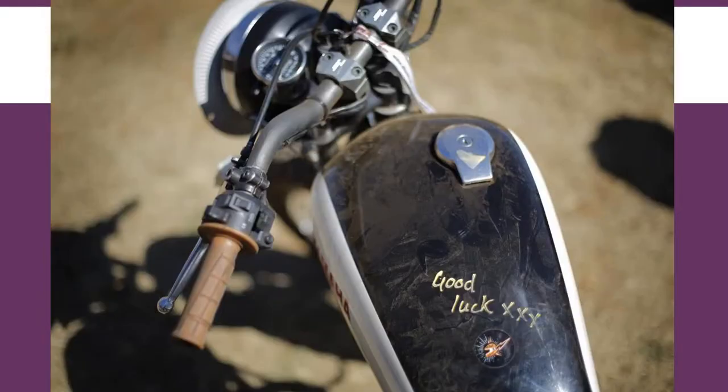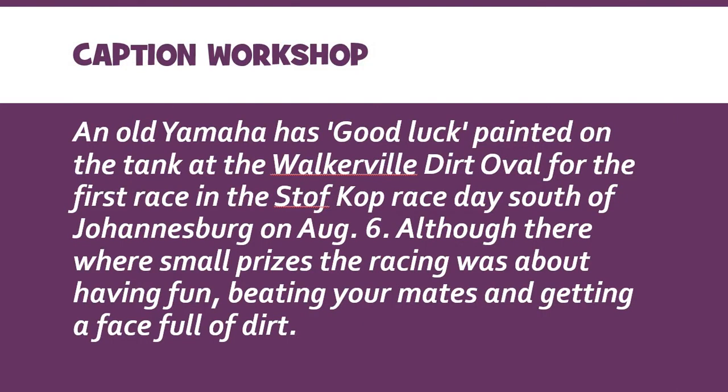This shot, a nice detail shot, if we're looking at this in terms of a photo story. This is someone's tank with good luck written on it in some sort of marker. And the caption: an old Yamaha has good luck painted on the tank at the Walkerville Dirt Oval for the first race of the Stof race day south of Johannesburg on August 6th.